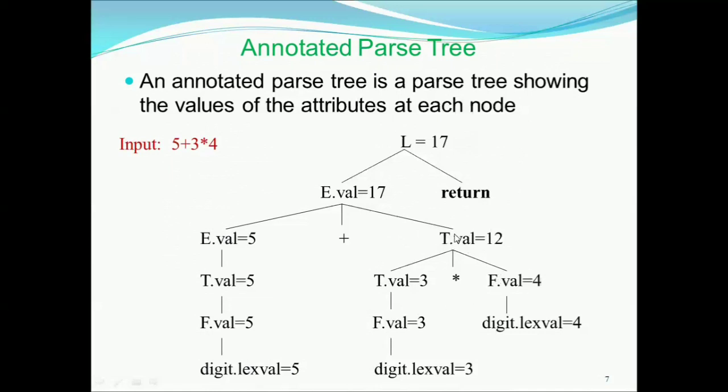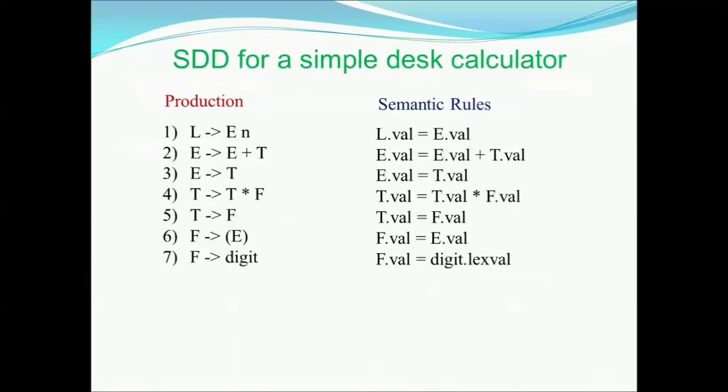Finally, you get T.val. So since E.val and T.val are ready for evaluation of this particular node, this node will get evaluated. Finally, this value will be assigned to this particular L. So once again, you can observe that L.val is equal to E.val. I'm going to get this L.val equal to E.val.